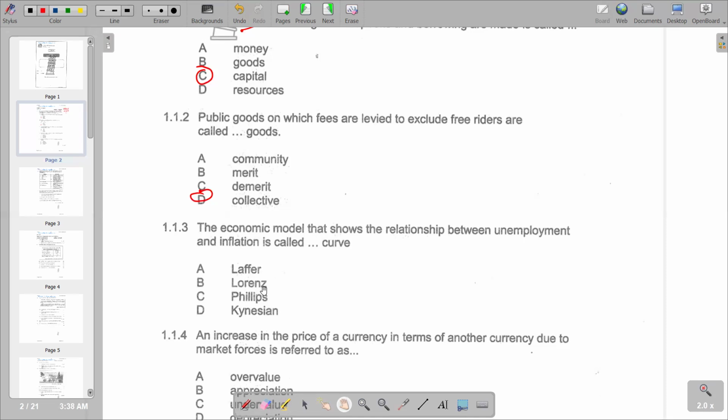Remember, the Phillips curve shows an inverse relationship that exists between inflation and unemployment. So basically, that's what we have in the explanation that we're given there. So we can take our Phillips curve to be the correct response. So we go to the next part, 1.1.4.